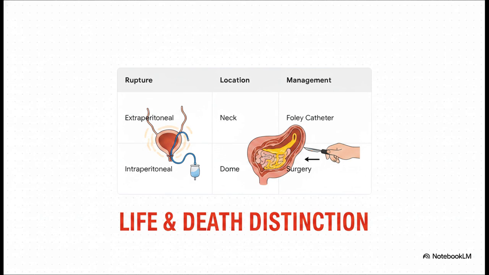If imaging shows an extraperitoneal rupture, management is overwhelmingly conservative. You're going to place a Foley catheter for prolonged decompression and just allow the bladder neck or anterior wall to heal. However, if contrast strictly outlines the bowel loops on your imaging, well, you are dealing with an intraperitoneal rupture. Urine is literally flooding the abdominal cavity, causing chemical peritonitis. This strictly mandates an emergent surgical laparotomy for repair.